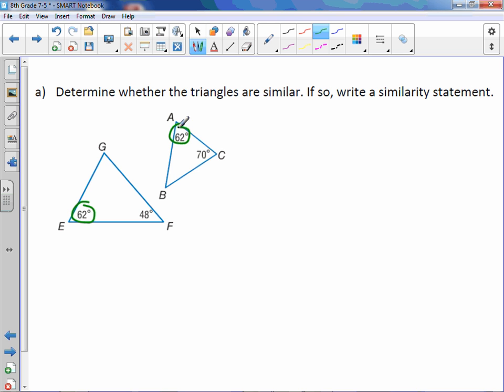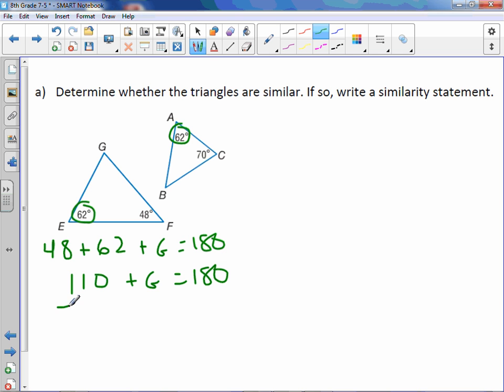I know that when you add up the measures of a triangle, it equals 180 degrees. So 48 plus 62 plus angle G equals 180. 48 plus 62 is 110. 110 plus G equals 180. Minus 110. G equals 70 degrees.